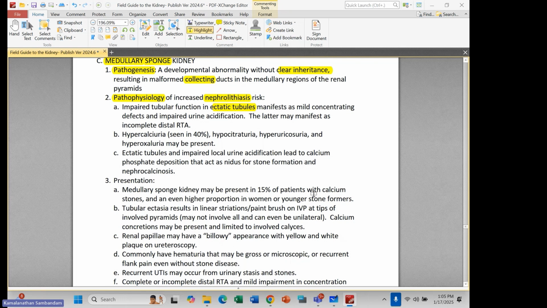These patients can also have tubular transport defects that may include an incomplete distal RTA. They may have hypercalciuria more commonly than the general population. They may have low urinary citrate. They may have high urinary oxalates.